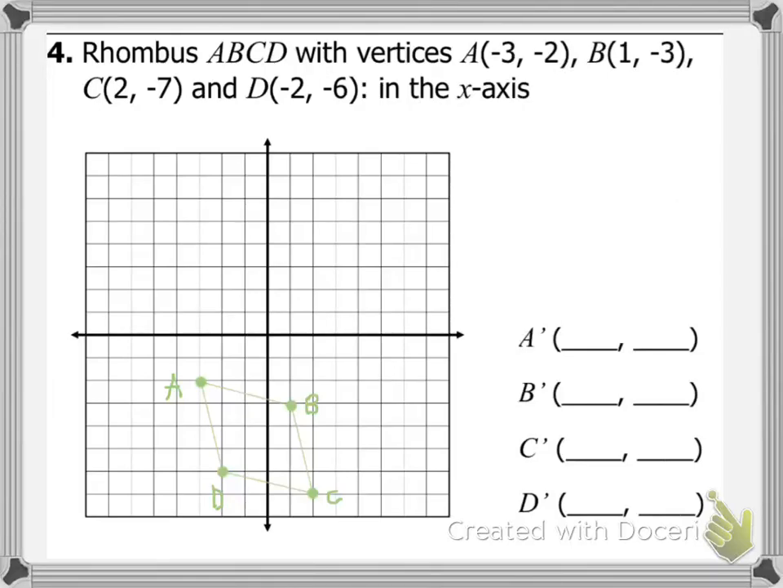Morning. So we're going to review a little bit more for your test. So here we've got a rhombus ABCD with vertices at A (-3, -2), B at (1, -3), C at (2, -7), and D at (-2, -6).